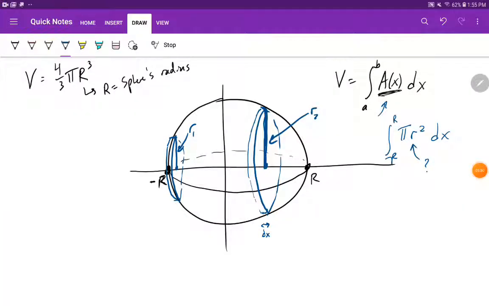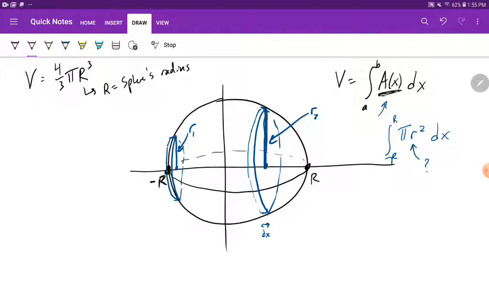So, yeah, sorry about that. What we're going to do is figure out a function. We pretty much need an r of x, almost, that's going to give us the radial length in terms of x, no matter where we are on the x-axis from -R to R.